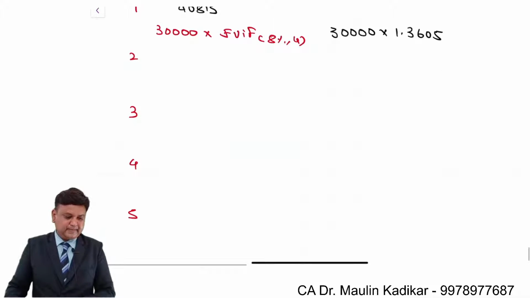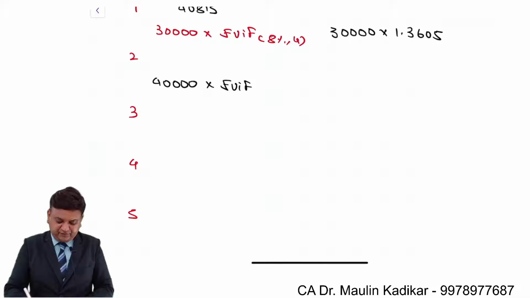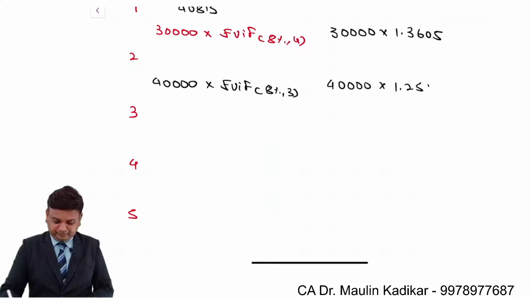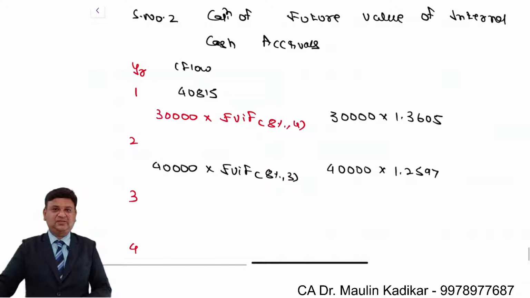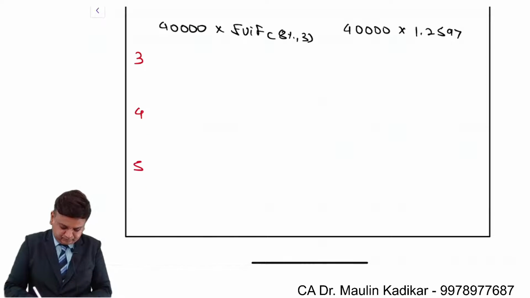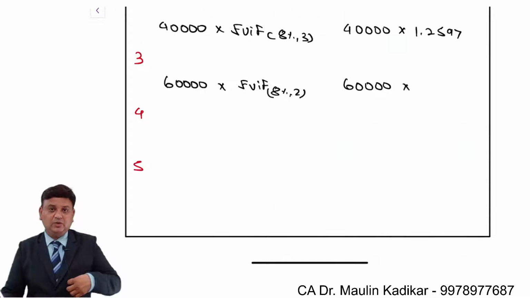Similarly for the second year, an amount of 40,000. It is received at the end of the second year, so it is compounded to the fifth year end. So third year, fourth year and fifth year, it will be compounded 3 times. So into FVIF at 8% for 3 years, it is 40,000 into 1.08 raised to 3, that is 1.2597, and so on. It will be calculated for the remaining years. Next, third year cash accrual is 60,000. So it is 60,000 into future value interest factor at 8% for 2 years. So 60,000 into the square of 1.08, that is 1.1664.